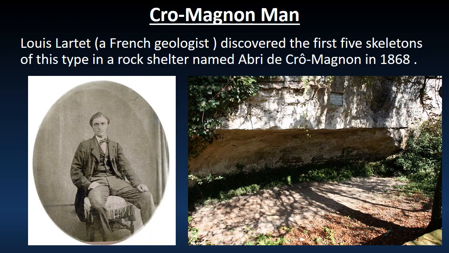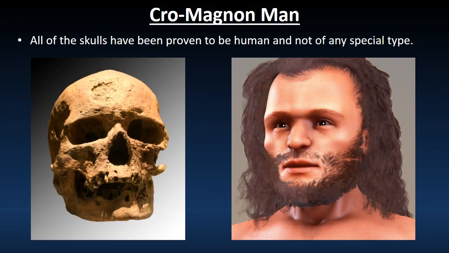Cro-Magnon man, and we've probably all heard of this one too. Louis Lartet, a French geologist, discovered the first of 5 skeletons of this type in a rock shelter named Abri de Cro-Magnon in 1868. 5 skeletons, just about the size of a family. Interesting that that's how many skeletons there were in this cave. All of the skulls have been proven to be human and not of any special type.